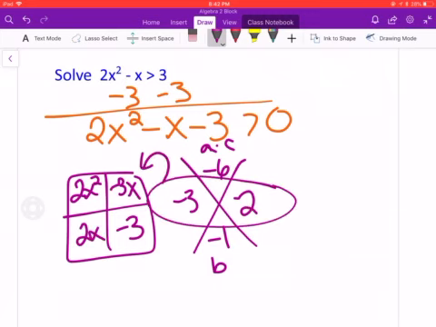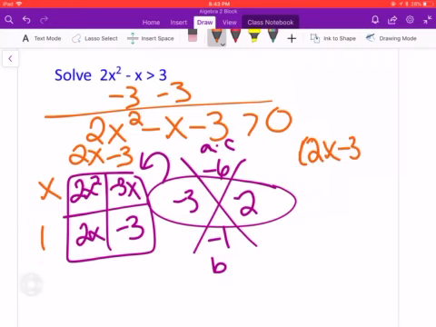So I would start with the 2x squared here. You could do 2x times 1x, and that's it. And so the 2x has to go up here since I have a 2x here. So I'm going to have 2x times x. Then x times what equals negative 3x? That'd be negative 3. Then 2x times what equals 2x? Well, that's 1. So it factors to 2x minus 3 and x plus 1.